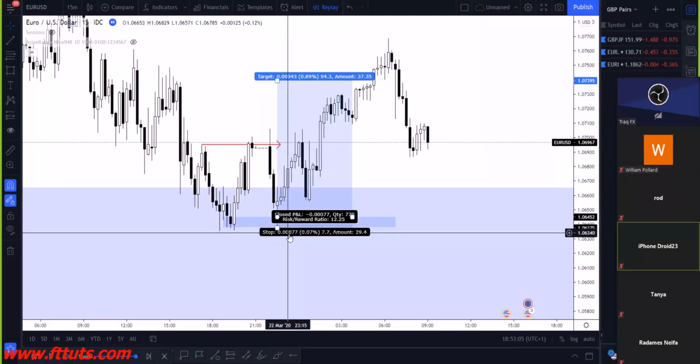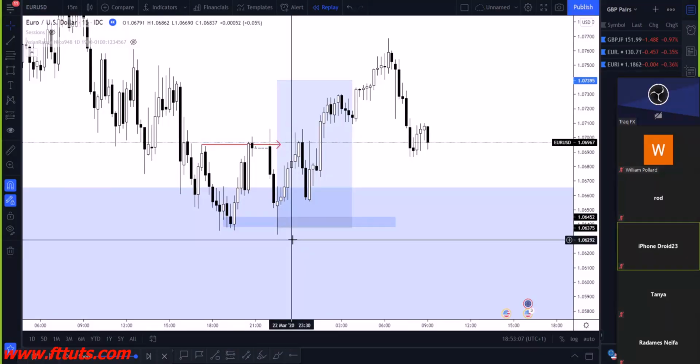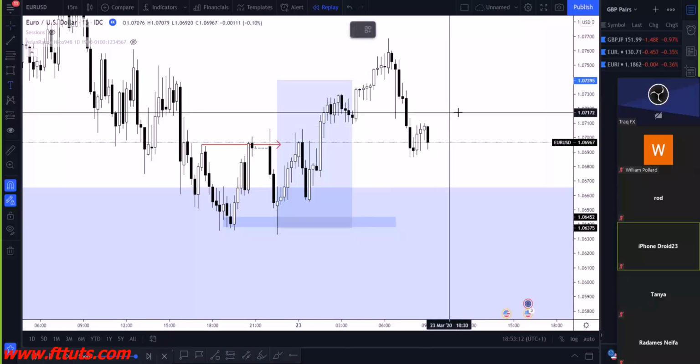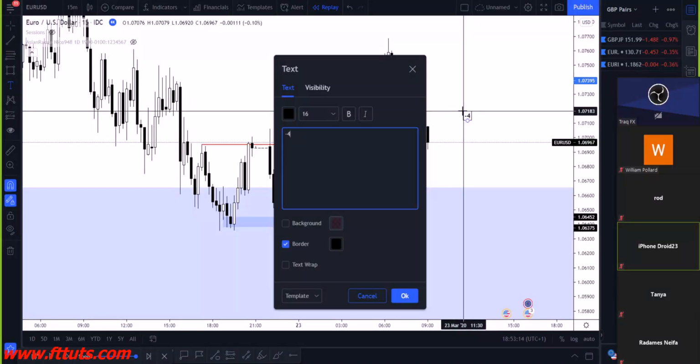So our stop loss was a little too small, but that's how I like to trade. I like to trade with really small stops. So yeah, this would be another negative 1%. So that's about negative 4%.